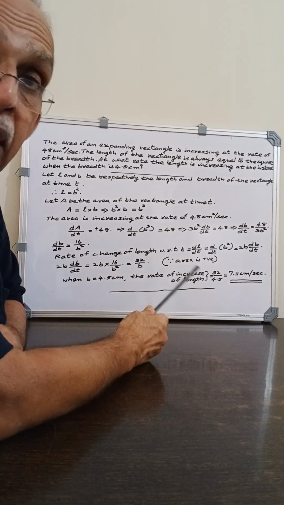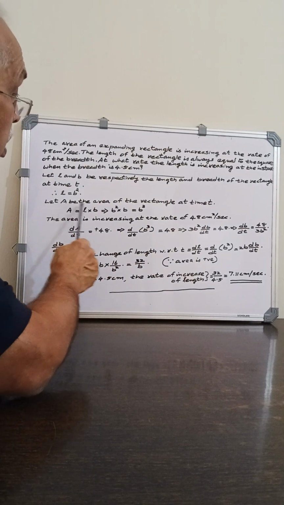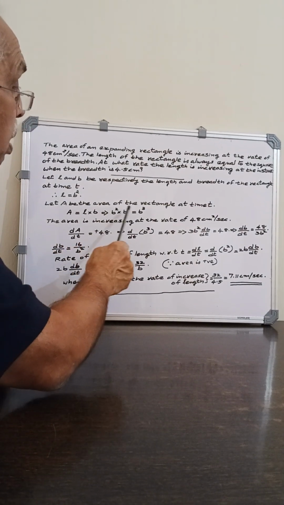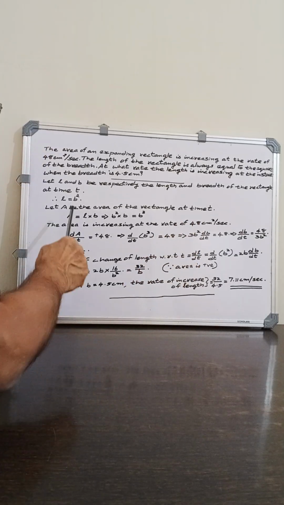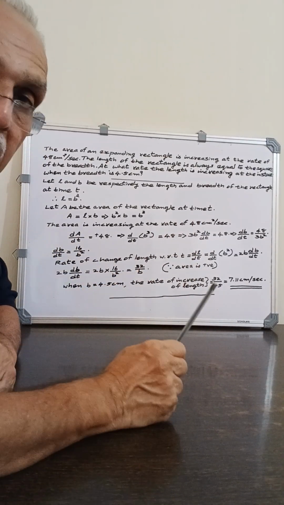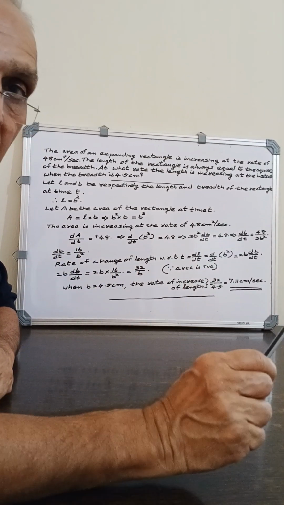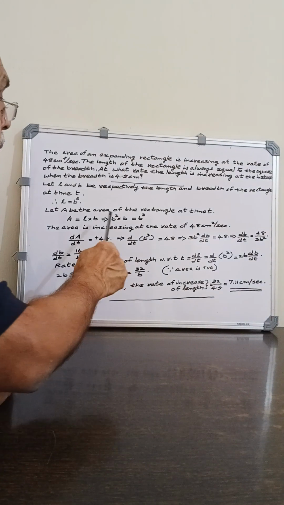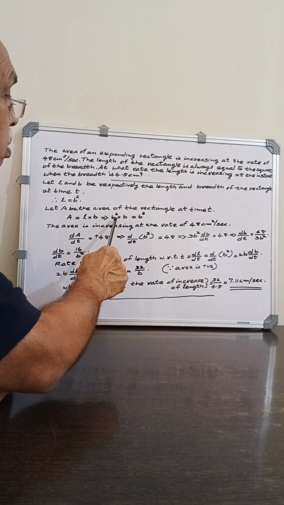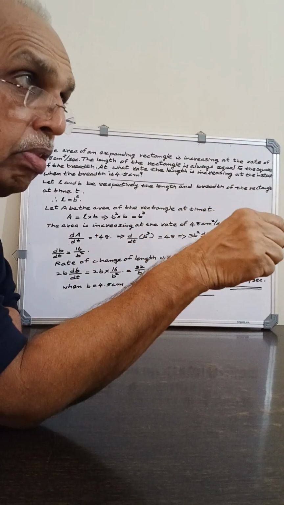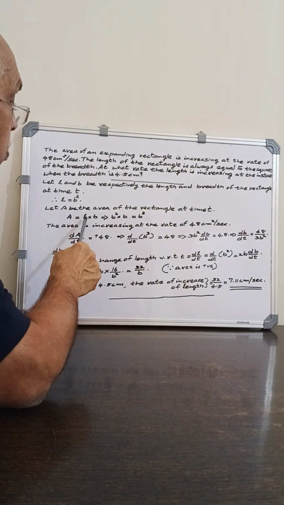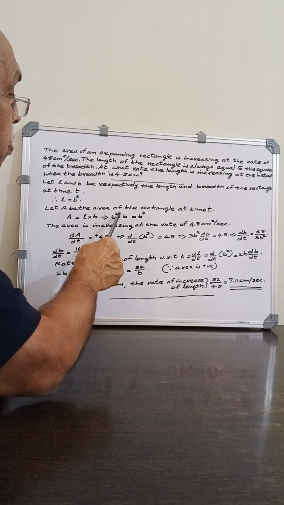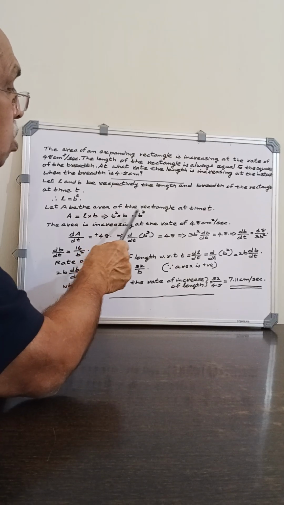And also, let A be the area of the rectangle at time t. Therefore, A equals length into breadth, L into B, for a rectangle. L equals B squared. Why? Because the length is always the square of the breadth in this question. Therefore, instead of L, I am putting B squared into B. That is B cubed.